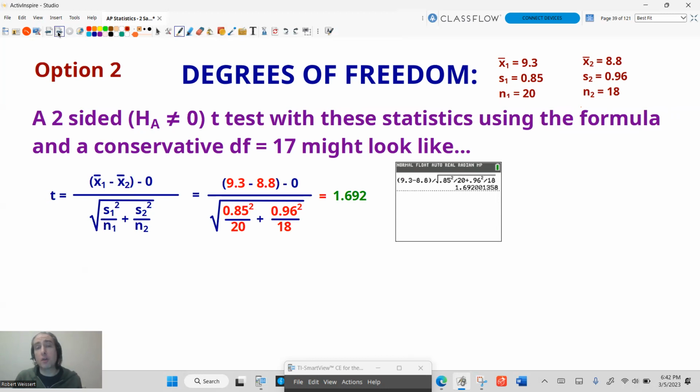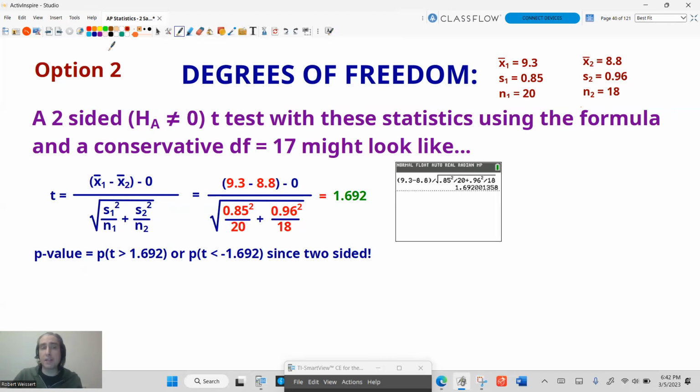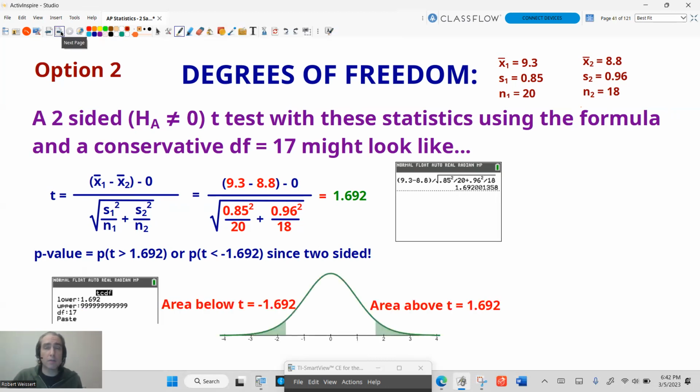Now, if you are going to use the conservative degrees of freedom, then you're not going to be able to use the test menu to get that p-value. You'll have to think about this being a two-sided test. You'll have to know that that's the likelihood of it being above 1.692 on the t distribution or below negative 1.692, since it's two-sided. And so that's going to look kind of like this. You'll have this symmetric shaded part on the right side and on the left side.